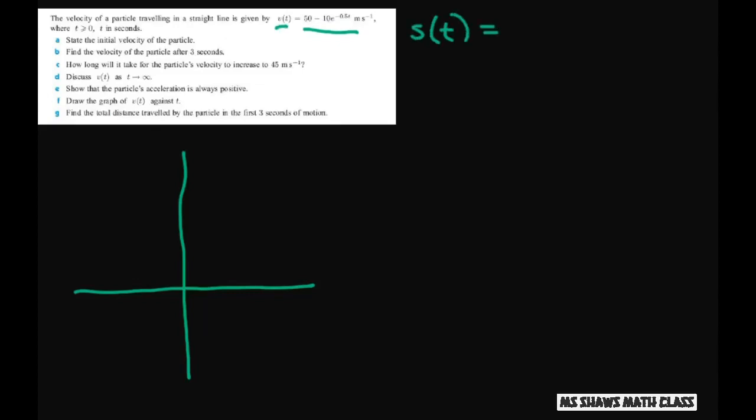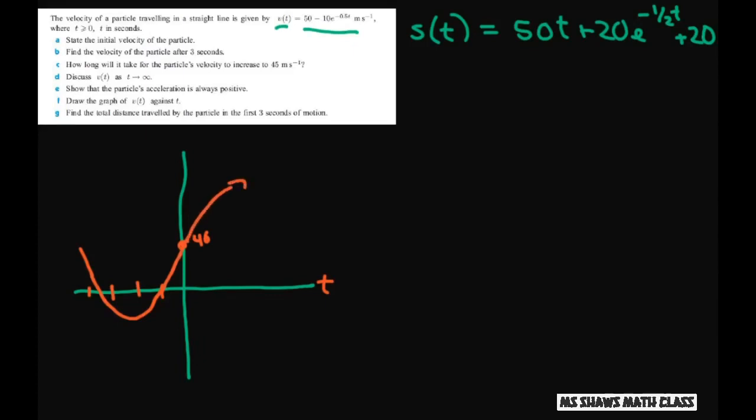Show that the particle's acceleration is always positive. Well, what we can do is you kind of do a little graph here. If you graph this one, well, let's graph the antiderivative of this. So let's graph s of t. When you graph that, you're going to get 50t plus 20e to the negative 1/2 t. And then when I got my constant, that was plus 20. And you put that in the calculator, we know at 0, this goes through 40. So let's put 40. You get a graph that's coming through something like this. So remember, below the t-axis, it means it's negative. Above the axis, it is positive. So from here, it's always accelerating.